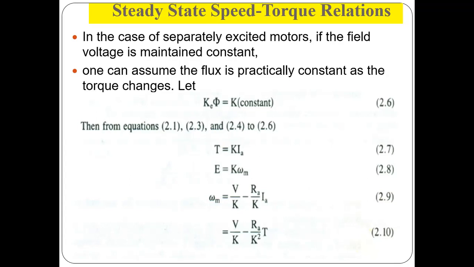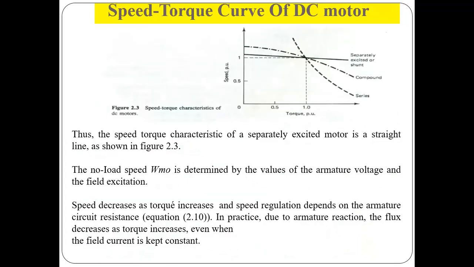Now, according to the above equation, we can rewrite the speed equation: omega m is equal to V by K minus Ra upon K into Ia. We can also rewrite this in another form by putting the value of Ia in this equation, so we find a new formula for omega m: V upon K minus Ra upon K square into T. So this is the steady state speed torque curve.